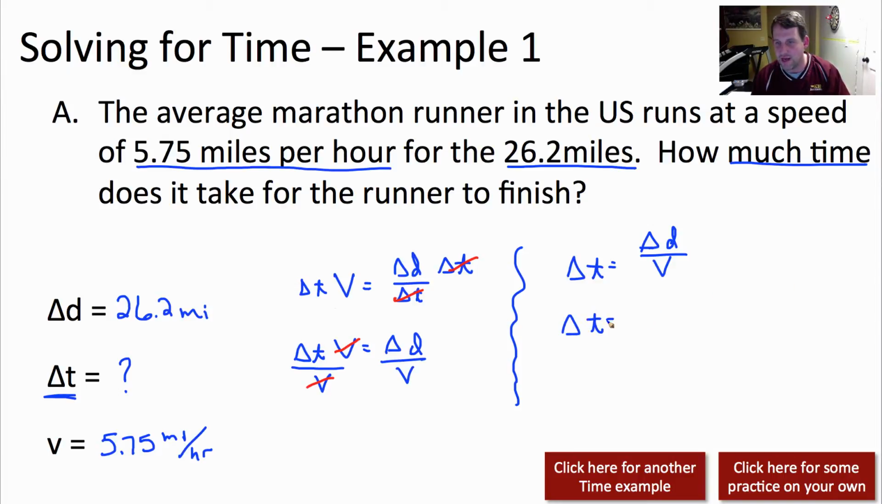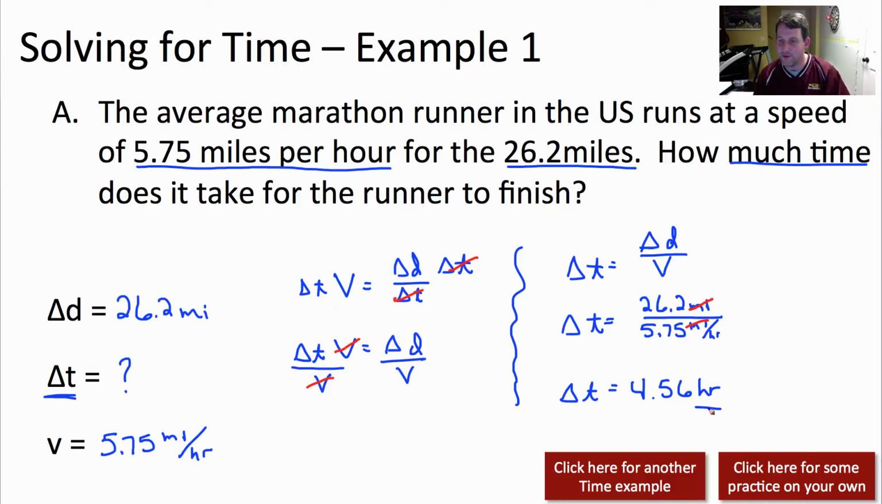So my change in time is equal to my distance, 26.2 miles, divided by my velocity of 5.75 miles per hour. Now before I do the math, I can tell I've got something that's the same on top and bottom. I've got a mile on top and a mile on bottom. Those 2 miles are canceling out, leaving me just hours behind. Okay? So my change in time here, when you do the math, is 4.56 hours.